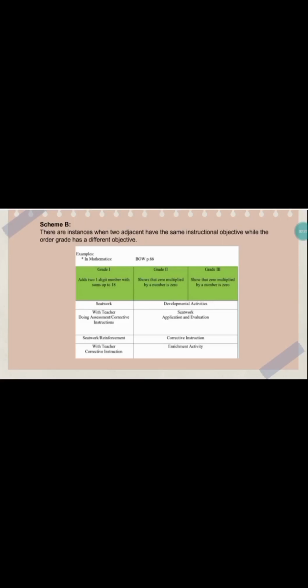Scheme B, there are instances when two adjacent groups have the same instructional objective while the other grade has a different objective. So as you can see in the second and third groups, you have to give differentiated seatwork exercises. The above scheme shows that grades 2 and 3 were provided with similar instruction and assessment because they have similar competencies, while grade 1 was provided with different activities and assessment because it has a different objective compared to that of the two higher grades. Looking at the scheme, the teacher used to move from the group of grades 2 and 3 to the group of grade 1, leaving seatwork and doing corrective instructions to the other group or vice versa.